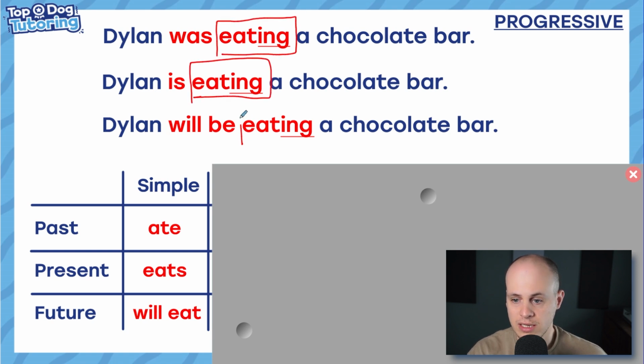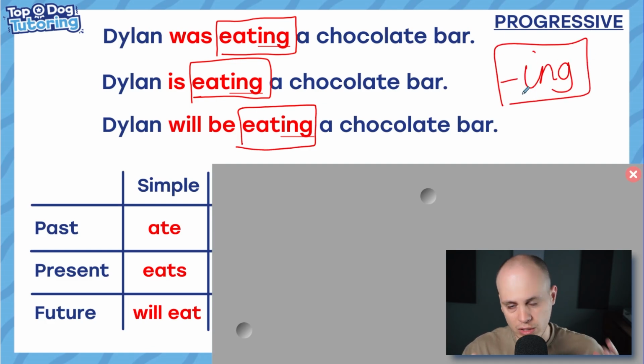Can you see that, guys? They all use eating because to be progressive, it has to end in ing. And that's the bit of learning I really want you to soak in and think about right now. The bit before it is just required to make it make sense.